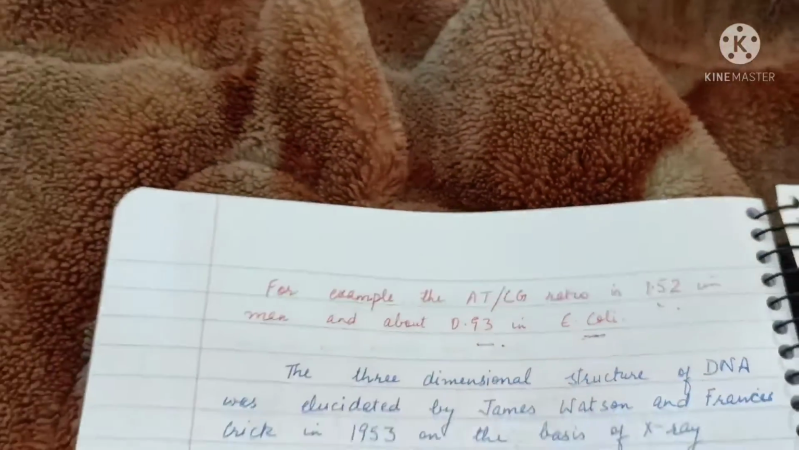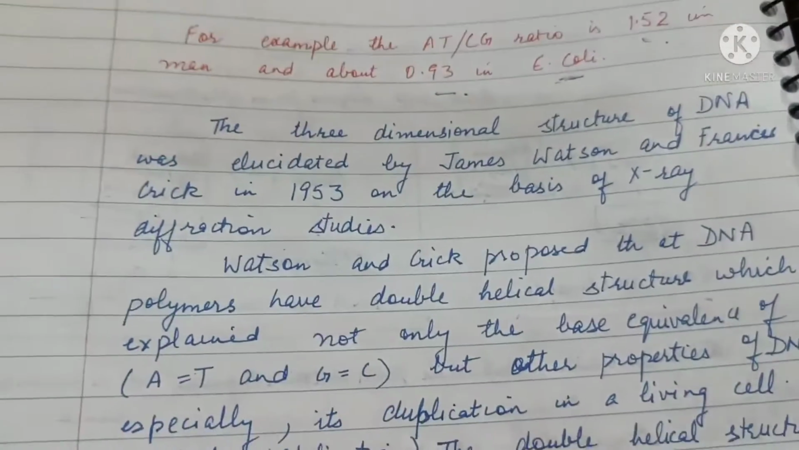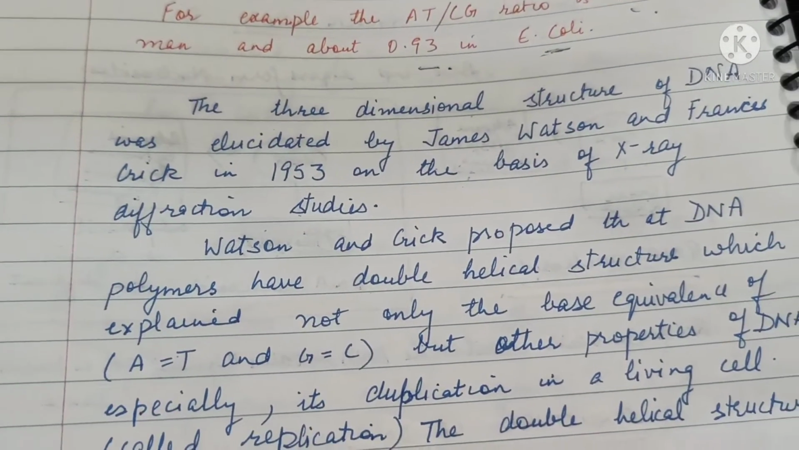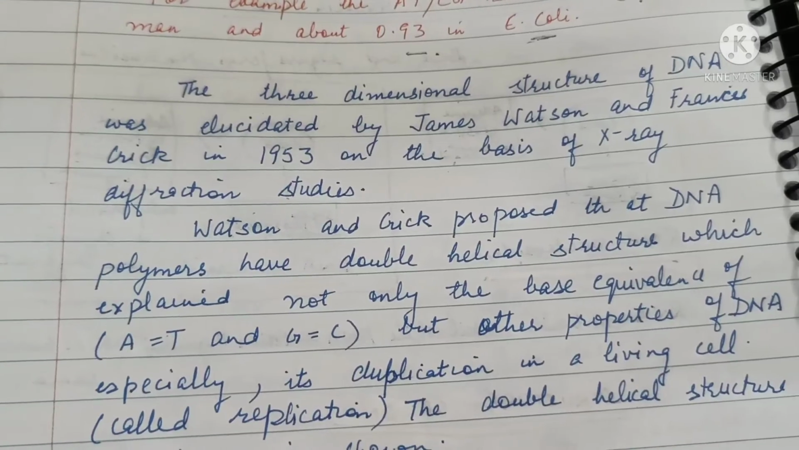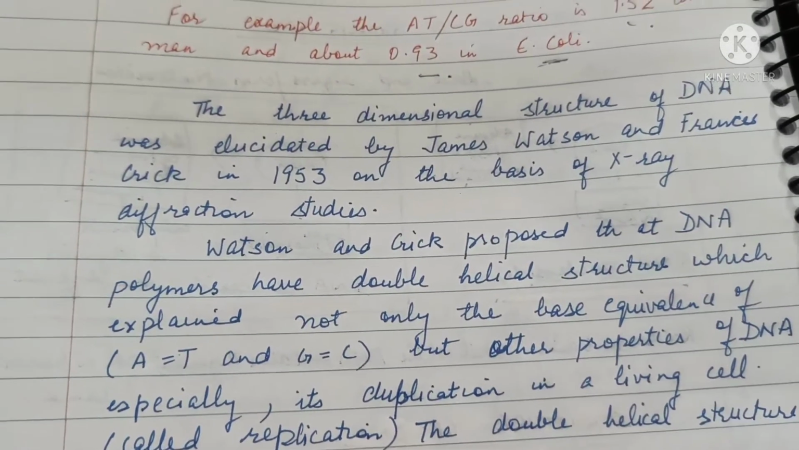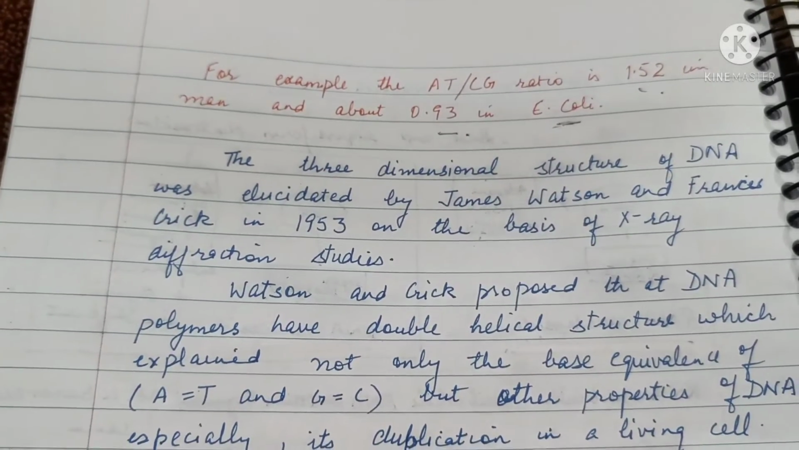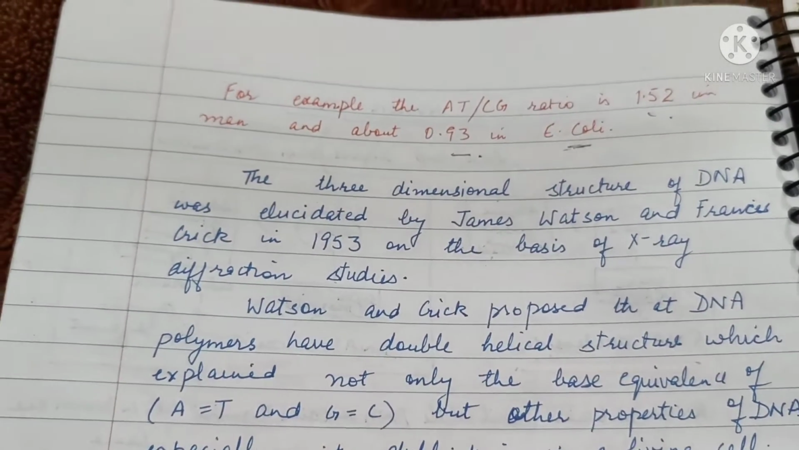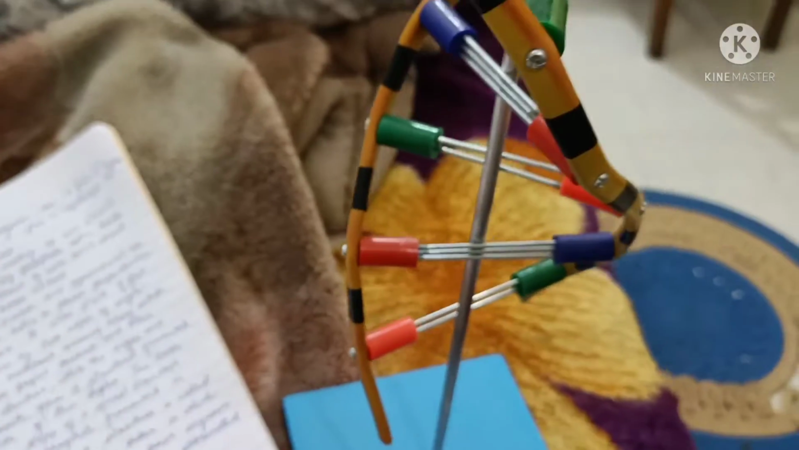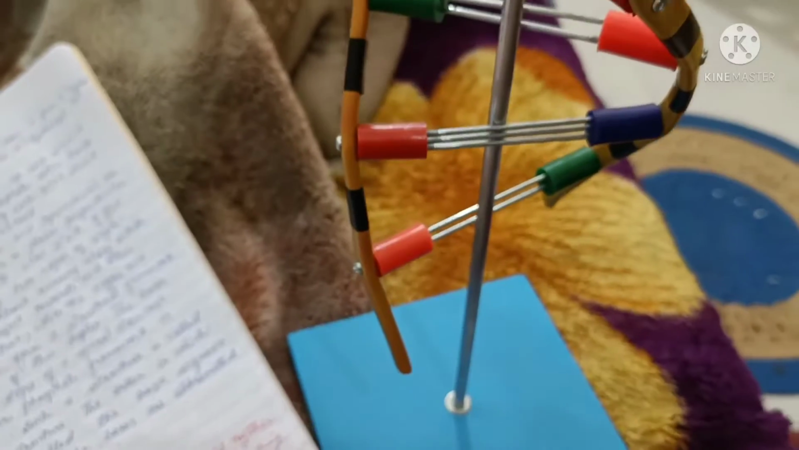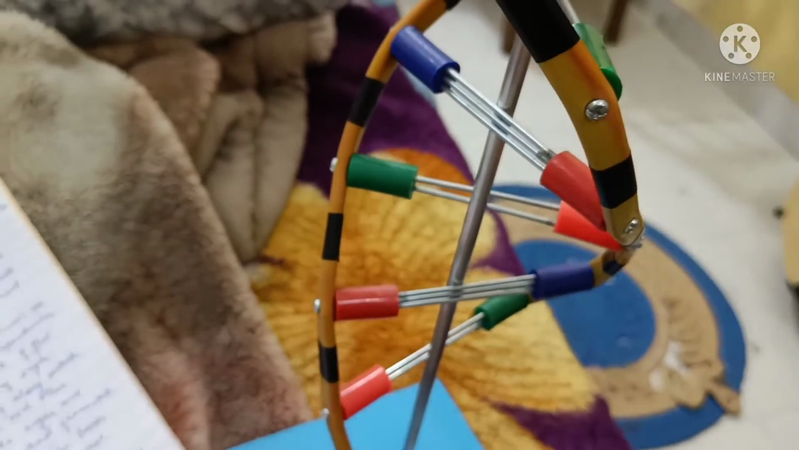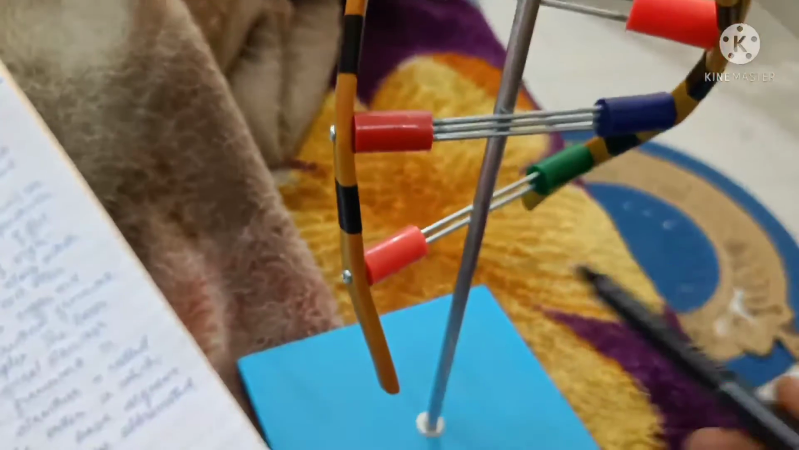The three-dimensional structure of DNA was elucidated by James Watson and Francis Crick in 1953 on the basis of X-ray diffraction studies. Watson and Crick proposed that DNA polymers have a double helical structure where we have two strands which are combined to each other.